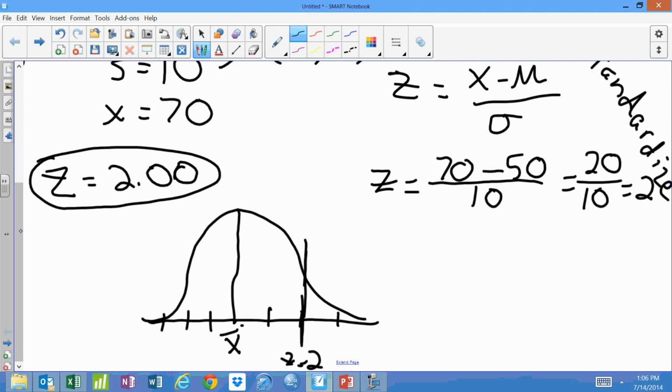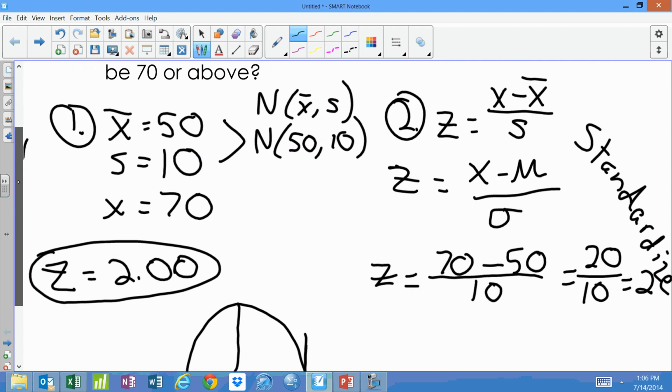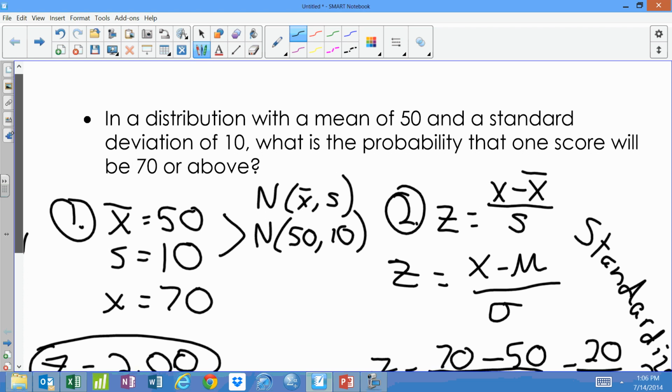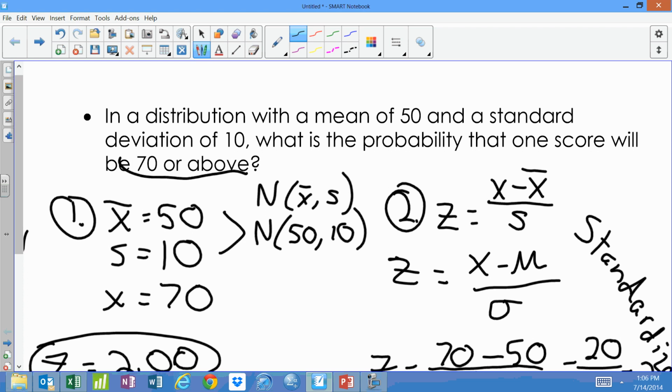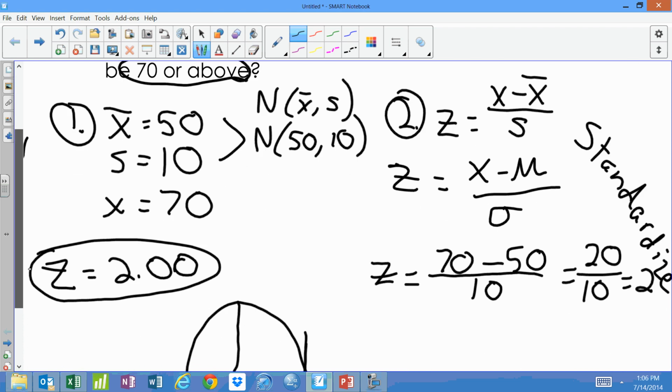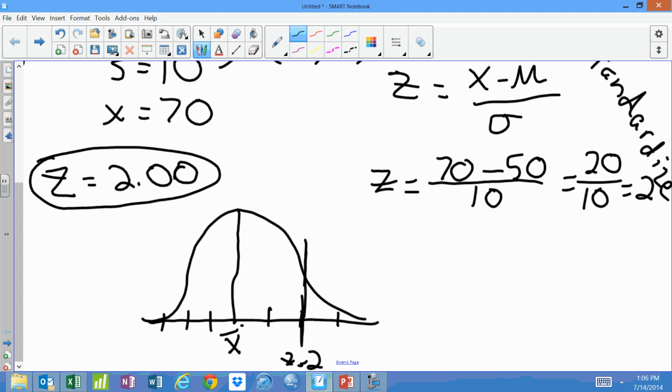And if you go back to the original problem, we want to know the probability that it will be 70 or above. And that "or above" tells me that I am looking at greater than. So I want to look at what is the probability that it is greater than 70. All that's greater than 70 is the proportion of my normal curve to the right of the 2. And that's this little area shaded right here. So that represents any value greater than 70.